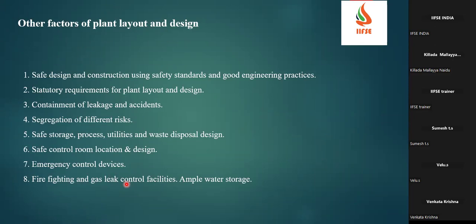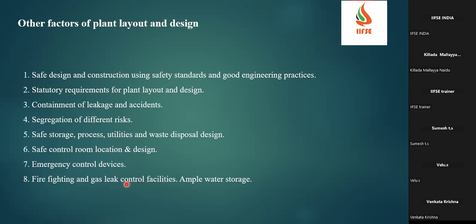Whatever the statutory requirements like fire and all, we used to have, if the building height is so much or the building floor area is so much, you have to have the fire hydrant system and also terrace tanks, etc. In a similar way we have to look at the containment of leakage and accidents. So we have to check for the containment issues.